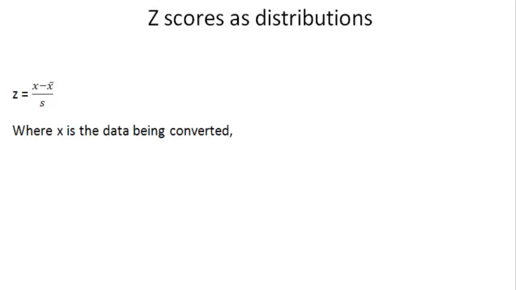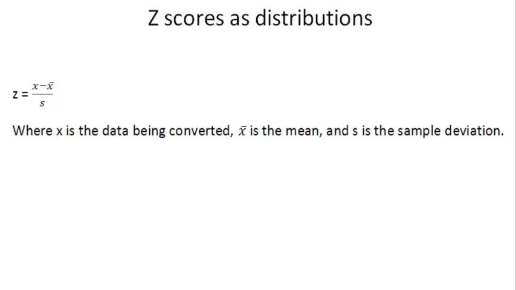This lesson we're going to be talking about z-scores as distributions. Nice little formula here, just happens to say that z equals x minus x bar over s. Well, anytime I see symbols, I like to know what they are, and I'm betting you do too. So, in this case, x happens to be the data that you're converting, whatever that data happened to be in its raw form. X bar is the mean of that data, and s in this case is the sample's deviation.